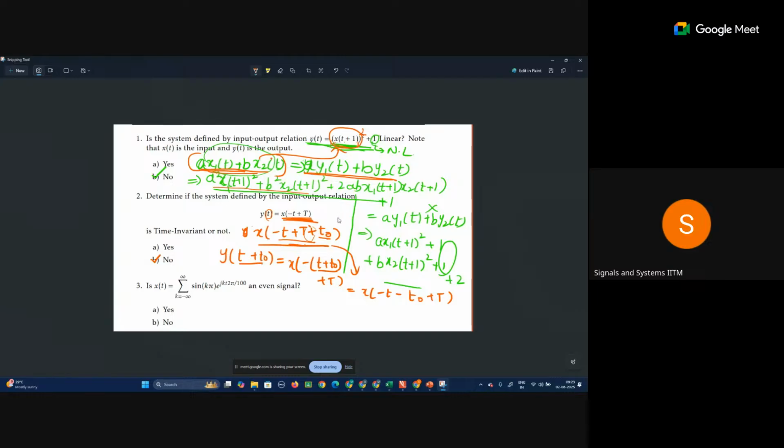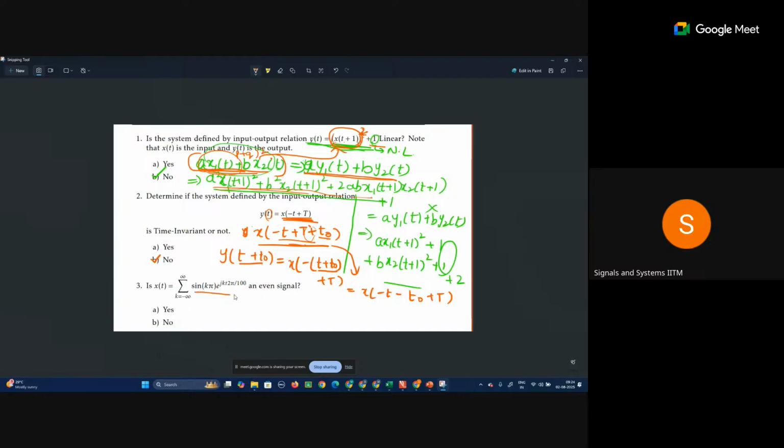Did I clear that? So in place of x of t plus 1, I have substituted a x1 of t plus b x2 of t. If we substitute this and compute with whole square, it will be in the form of a plus b whole square, right? We'll assume these terms as p and q, so it will be p plus q whole square. I have expanded it, and this plus 1. Yeah, plus 1 is clear. Okay, thank you.